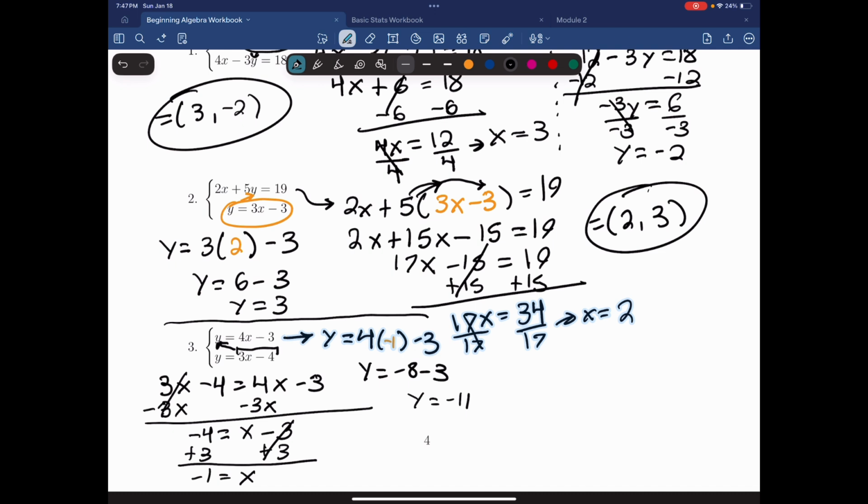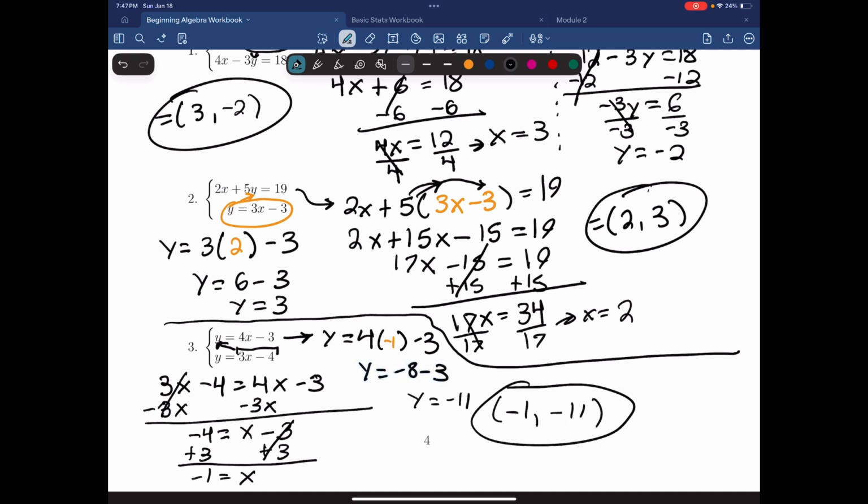So our final answer to this problem is the point negative 1, negative 7. That's your solution to this system.